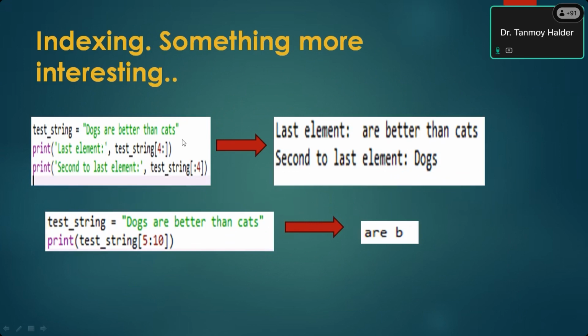Look at this example. Dogs are better than cats. Okay, this is a string. Actually, these are known as stride. So if I write like this, test string 4 then colon, what will happen? Actually, it will start reading from position number 4. If I start from 0, D is 0, then 1, O, then 2, G. In this way, it will start from position number 4. And as there is a colon and there is no argument after this colon, it will take the default argument. That means it will continue till the end. That means the output will start from R better than cats. This is the output.